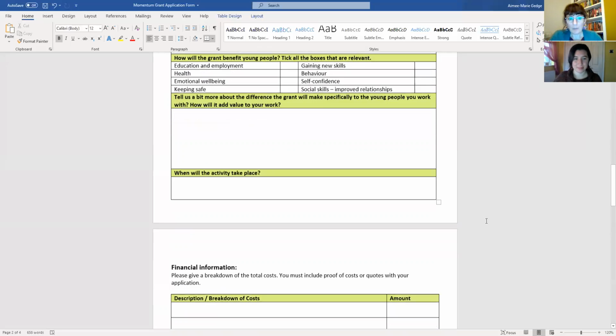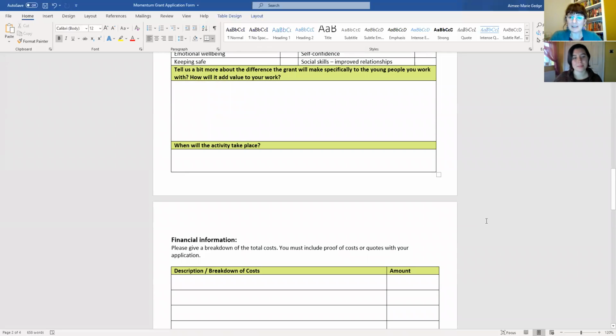The next bit: when will the activity take place? Now, this is really important. This is important to me as somebody who administrates the grants, because actually it's quite a lengthy process. Once the grant application comes to me and I've processed it, I send it on to the local youth advisory board, and then it may take some weeks for them to actually have a meeting and have time within their agenda to look at the grant application.